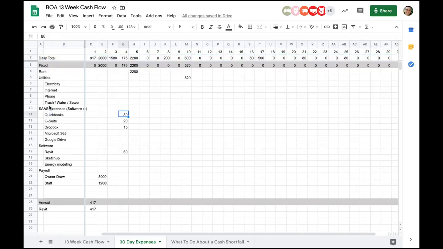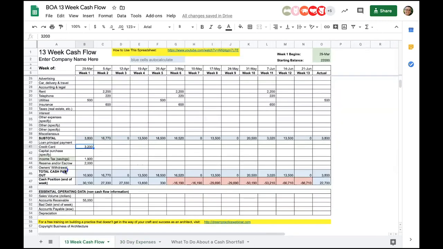Now, what I suggest you do is you just factor that in when you come over here to the 13-week cash flow statement, so that you put that down here under credit card payments, which is down here. So now let me explain how the 13-week cash flow statement works.